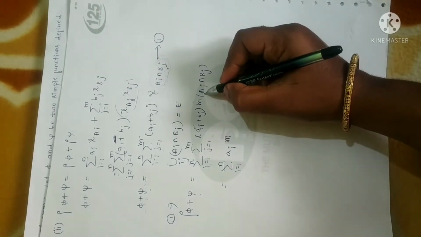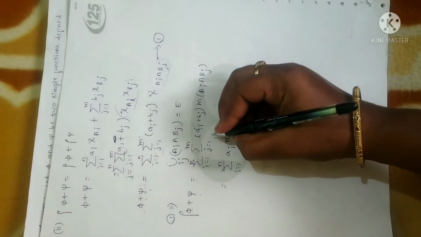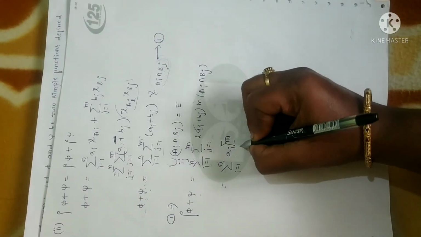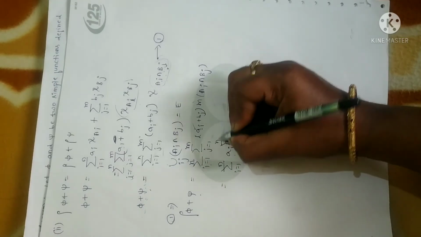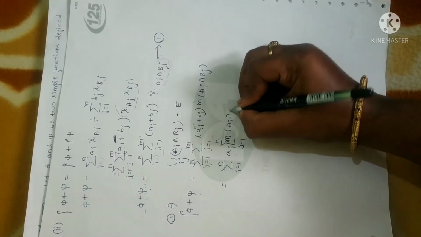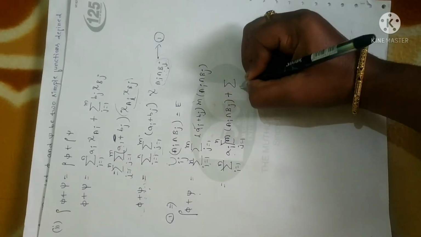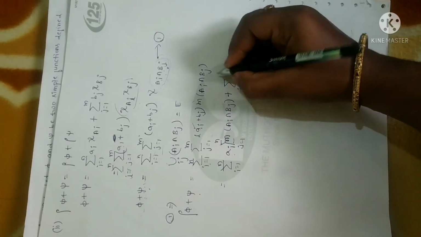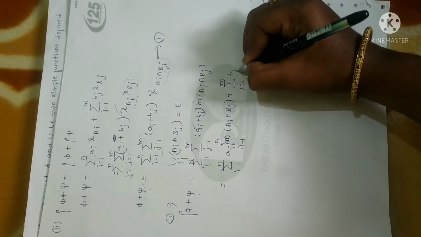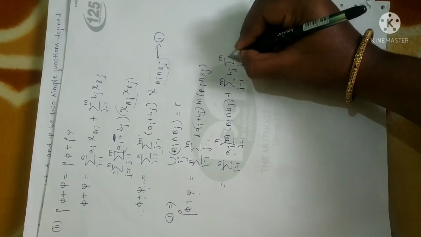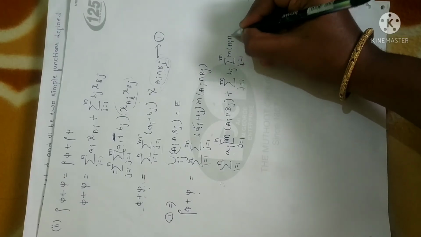Now let me write one more step if you want. So I'll just write here. Now I'll take summation j is equal to 1 to n measure of Ai intersection Bj, plus I'm going to split Bj now. It is just like a multiplication. Bj summation i is equal to 1 to n measure of Ai intersection Bj.